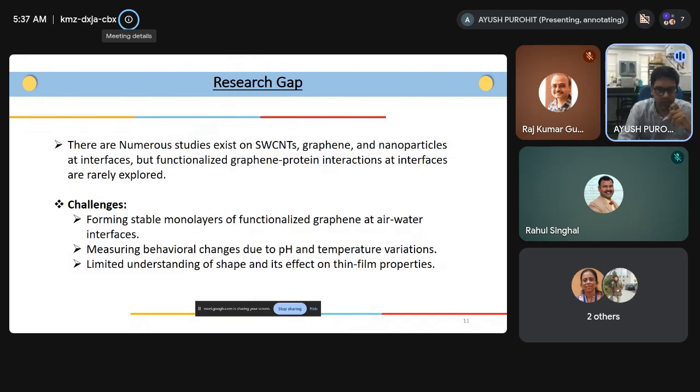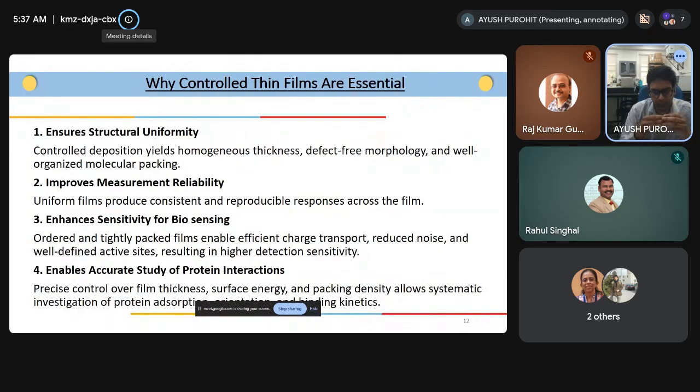Challenges are forming a stable monolayer of functional graphene at interfaces, measuring the behavior due to the pH and temperature variation, and limited understanding of shape and its effect on thin film properties. So here we are looking at the air water interface, or the behavior change due to protein at the interfaces. So we are driving a controlled uniform film, or depositing a uniform film, onto the substrate.